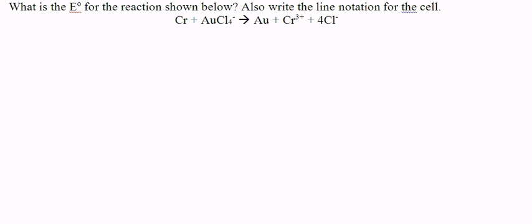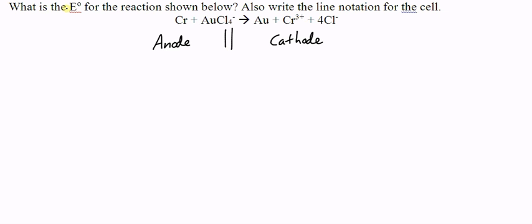So welcome back. This time we're going to be taking a look at line notation for a cell. And when it comes to line notation, a couple things we need to think about. As you've seen in some of the drawings, if you've been looking at some of the galvanic cell drawings, we're typically going to divide things anode, cathode. And to show that division, we're going to have two vertical lines.